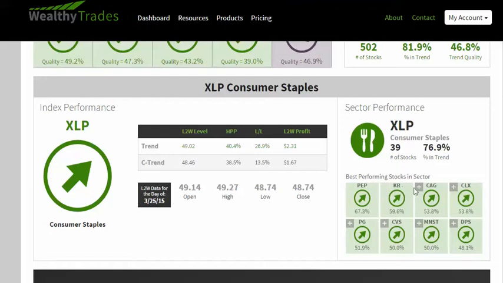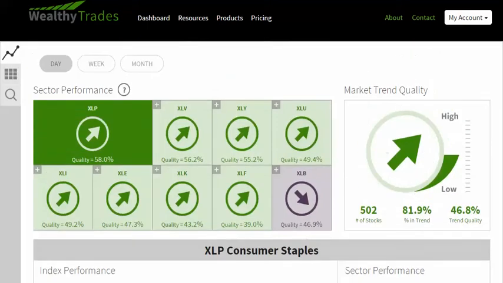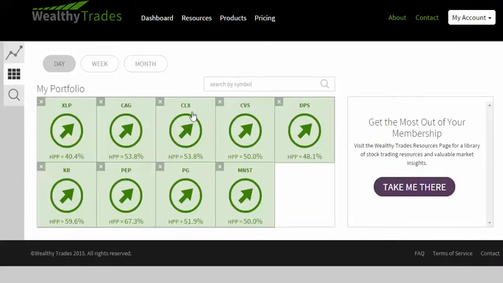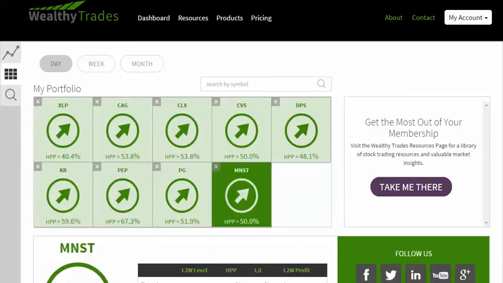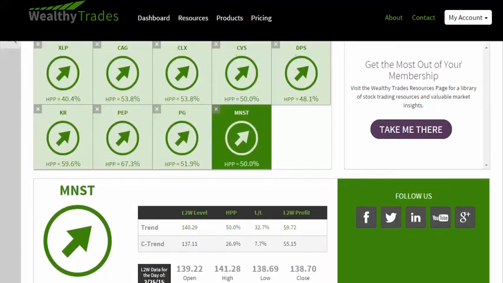So I'm going to move the stocks within the XLP into my portfolio, and I do that by hitting this little plus sign here. Those stocks, for those that are listening on podcast, are PEP, KR, CAG, CLX, PG, CVS, MNST, and DPS. Okay, so those are all stocks within the consumer staples sector. I'm going to take it further. I'm going to go in here and we're going to find the best stock within the consumer staples sector.